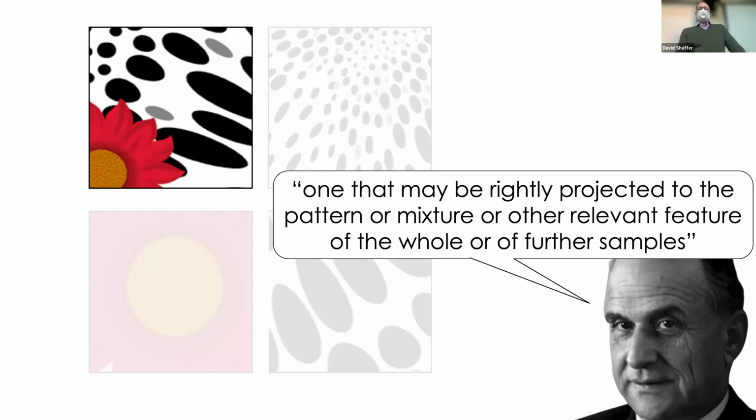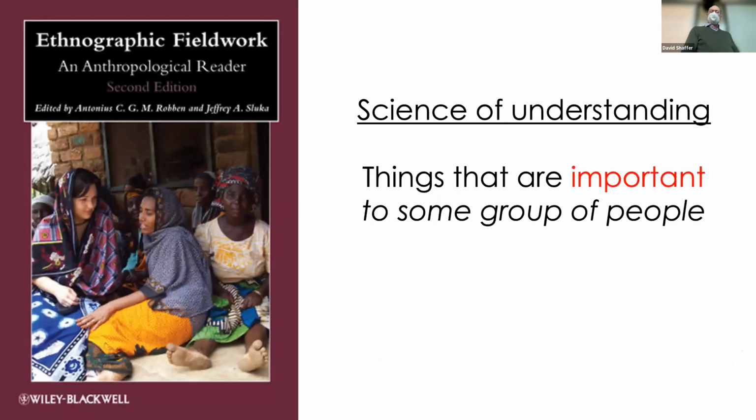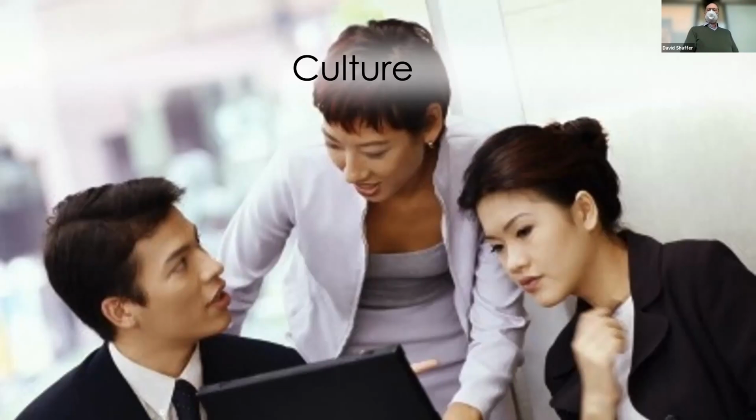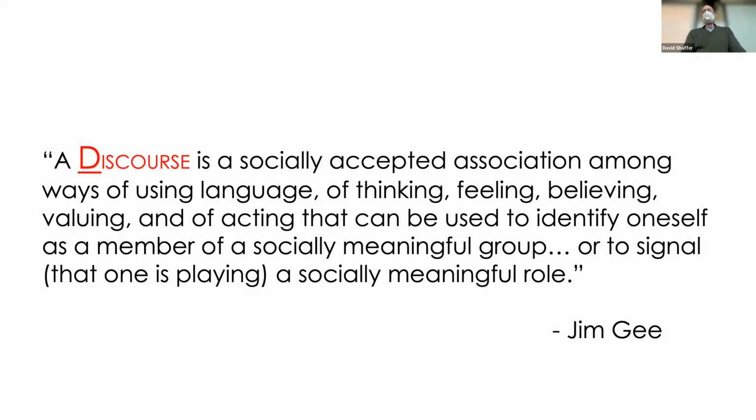So why start with qualitative methods, or in my case, start with ethnography? Well, ethnography is the science of understanding things that are important to some group of people and what those things mean to them. Ethnography is the study of culture. And I'm borrowing here from work by Jim Gee, who argues that you can understand a culture in terms of a discourse, which is a socially accepted association among ways of using language, of thinking, feeling, believing, valuing, and acting that can be used to identify oneself as a member of a socially meaningful group or to signal that one is playing a socially meaningful role.